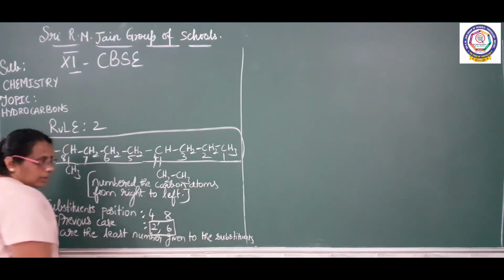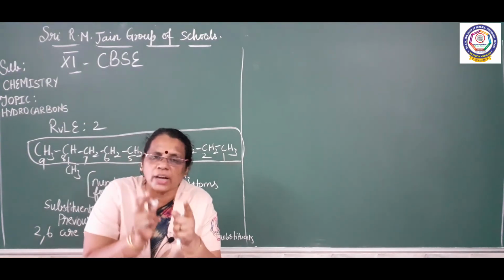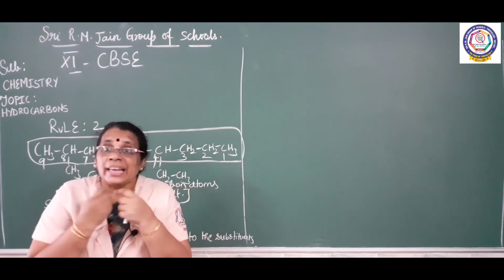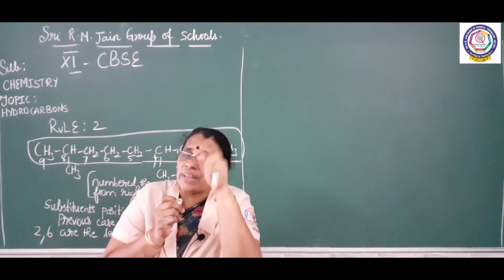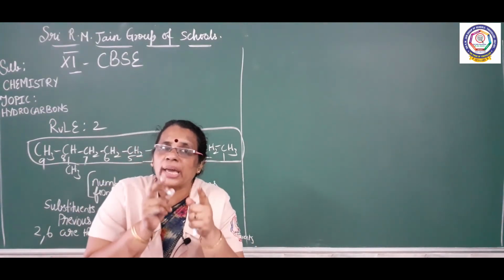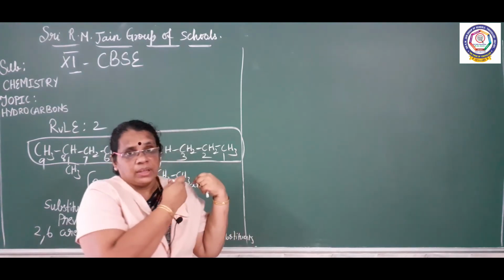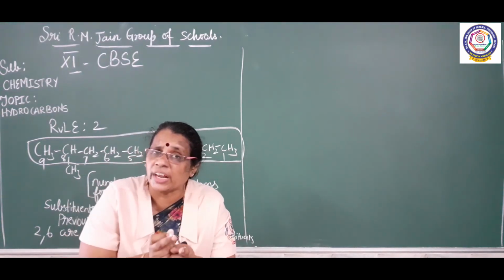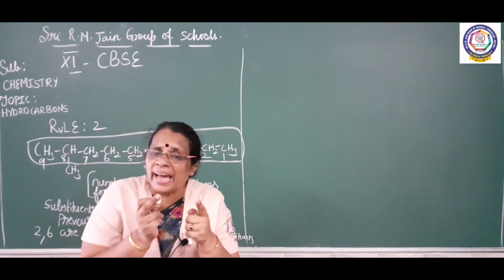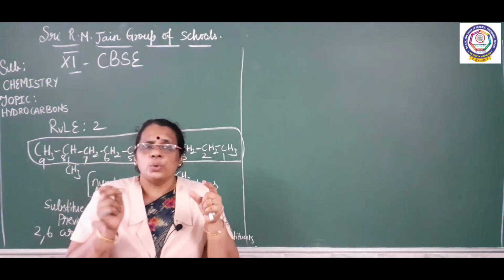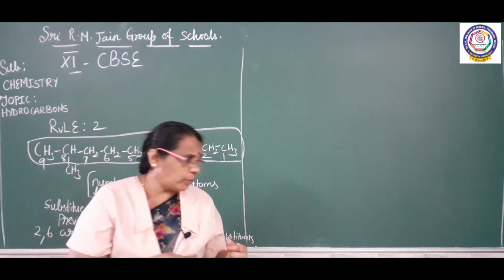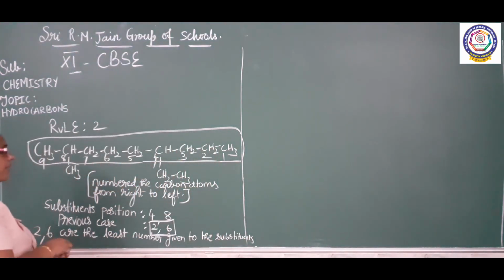So therefore, in the previous case, when I started to number the carbon from left to right, I got the least positions of the substituents as 2 and 6. Whereas when I applied the same rule, numbering the carbon from right to left, I got the positions as 4 and 8. When you compare 2 and 6 with 4 and 8, 2 and 6 are the least positions. That's why the first structure is correct. So how will you write the name of the compound?